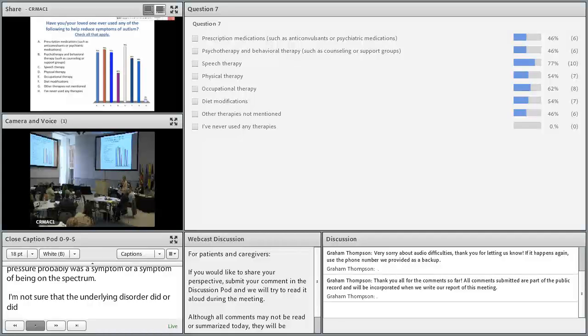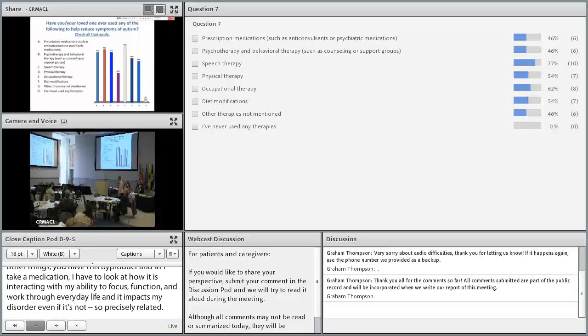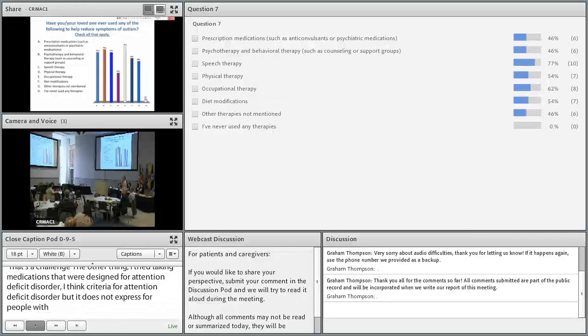The other thing, from a different perspective, is that I've also tried taking some medications that were designed for attention deficit disorder. Now, I fit criteria for attention deficit disorder, but they don't express exactly in the way that they usually do for people with ADHD. They express as basically autism spectrum symptoms that happen to lead to these sorts of things appearing pretty differently.